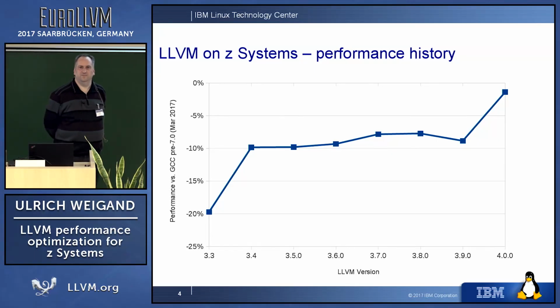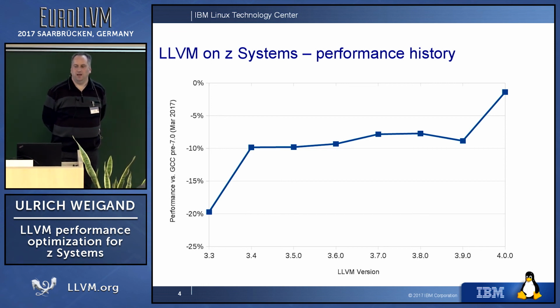Any questions? Yeah, in the beginning you showed your graph where you showed about 8-9% improvement from 3.9 to 4.0. Is that all work in the code generator, or is it also work on more general parts of LLVM?